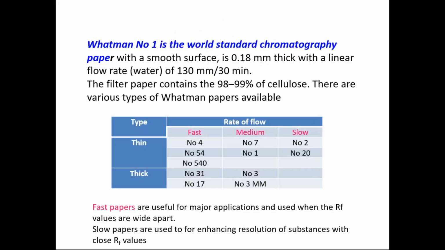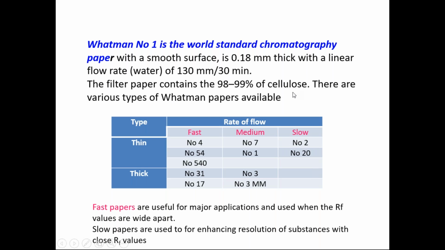Okay. Generally, in paper chromatography, Whatman number 1 is the world standard chromatography paper, and it has a very smooth surface. It is about 0.18 mm thick, and it has a linear flow rate of about 130 millimeters per 30 minutes. The Whatman number 1 filter papers contain about 98 to 99% cellulose.